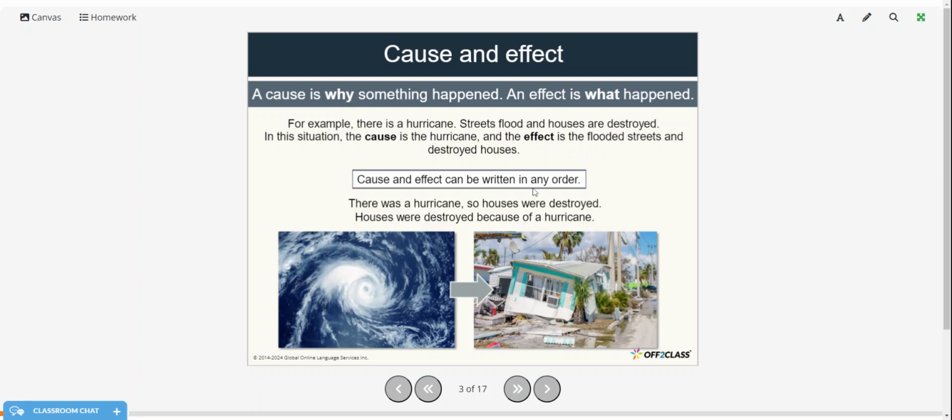And cause and effect can be written in any order. There was a hurricane, so houses were destroyed. Houses were destroyed because of a hurricane.